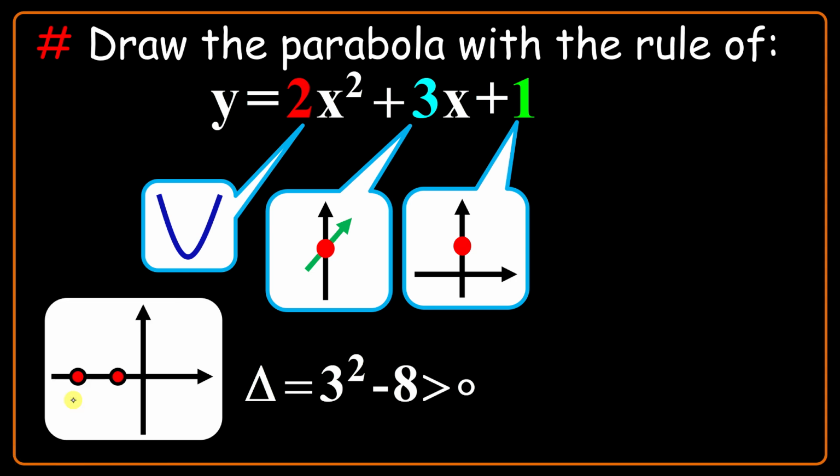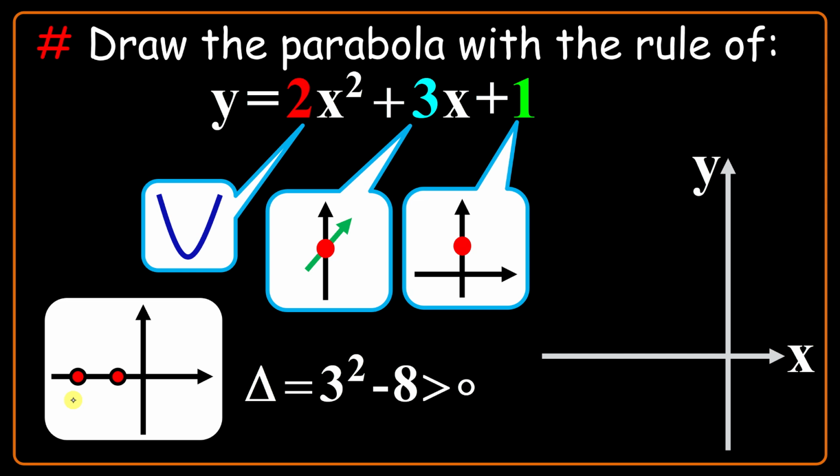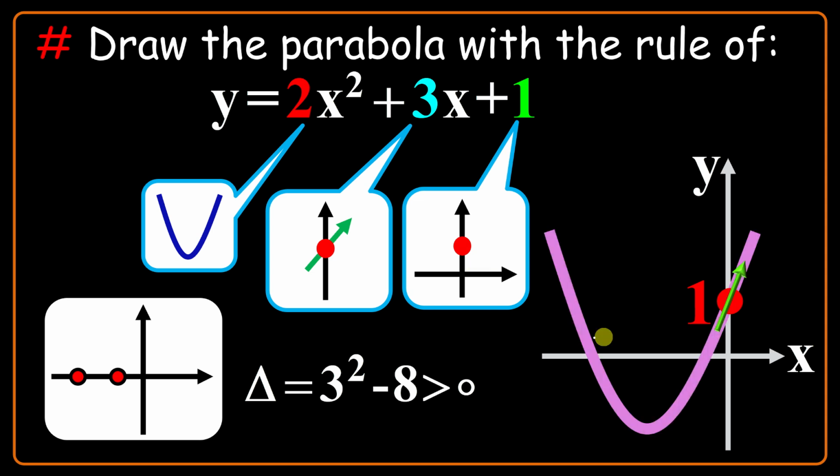I start to plot the graph. Here I have y versus x. First I check the vertical intercept. It's positive 1 actually, and then ascending here because b is positive, and then concave up. It must cross the x-axis in 2 points, x1 and x2.